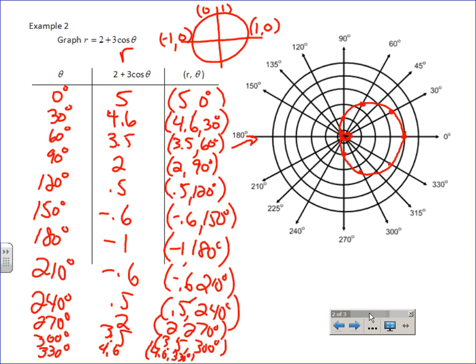It should be symmetric. Mine's a little off, but you get the idea. If we did the next point, where do you suppose it would go? For example, if we did 390? It would be just the same exact thing as 30, and so it would just trace itself again. Okay. Any questions on that?